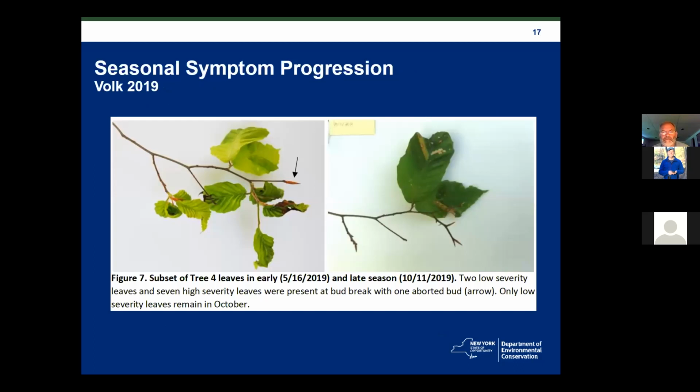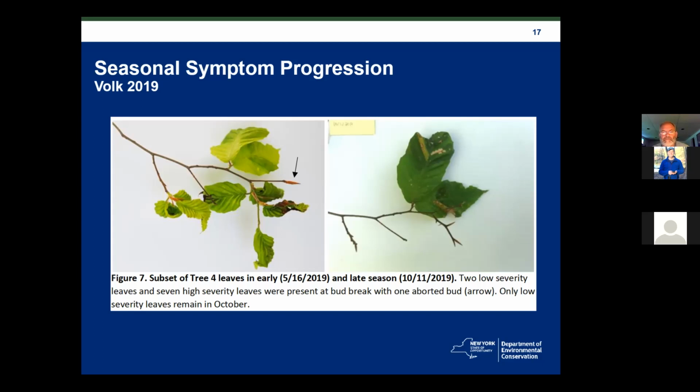Seasonal symptom progression. Oak 2019 examined the seasonal symptom progression of beech leaf disease. They found that the critical time period for leaf damage occurs sometime prior to bud break. BLD symptoms are apparent at bud break and they do not progress throughout the growing season. Asymptomatic and low severity leaf symptoms did not expand over the season, although they did see chlorotic and necrotic tissue develop. High severity leaves often developed extensive necrosis and occasionally chlorotic tissue before falling as early as June.